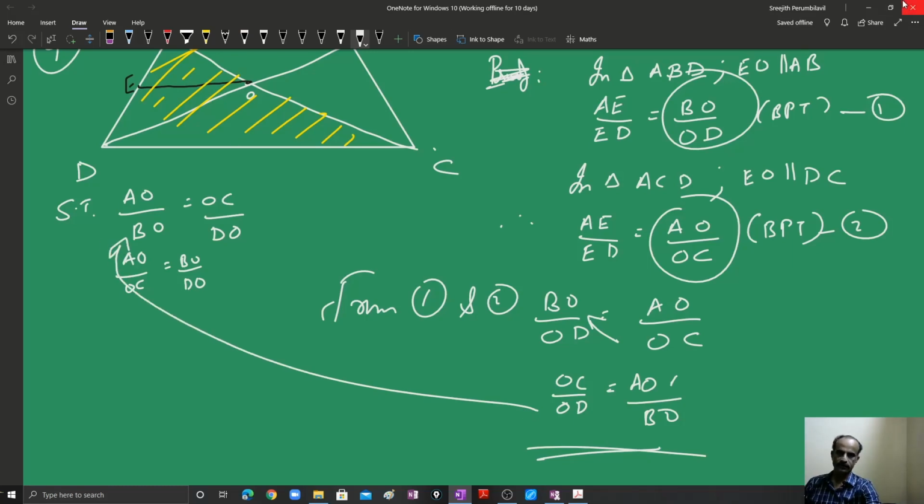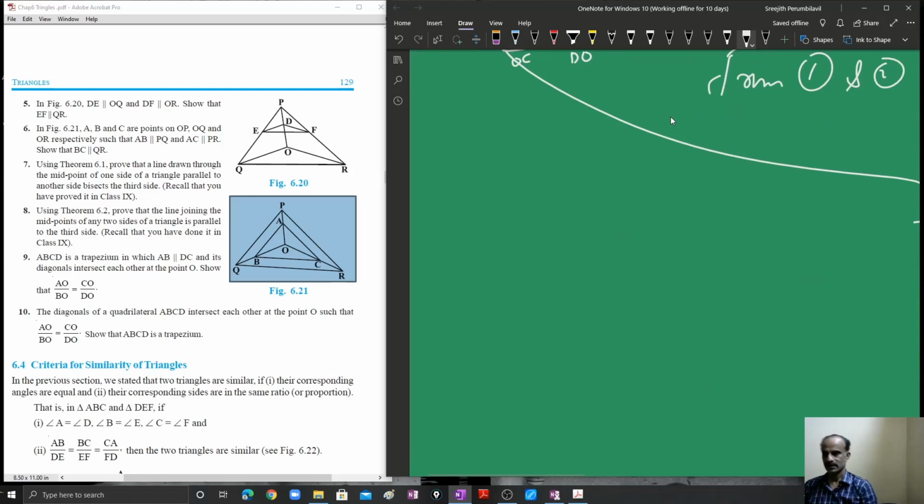Okay. Now question number 10. The diagonals of the quadrilateral ABCD intersect each other at O. It's just said a quadrilateral, not a trapezium. So it's just a quadrilateral. We'll take it as a quadrilateral, to show that it is a trapezium. So we'll draw it as again a trapezium.